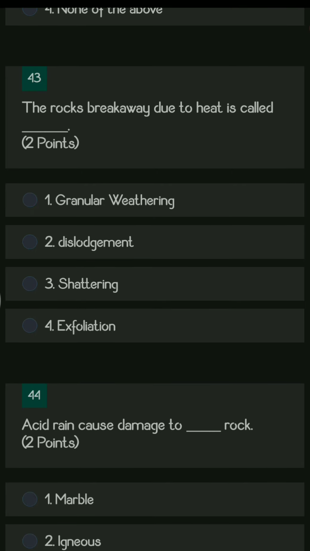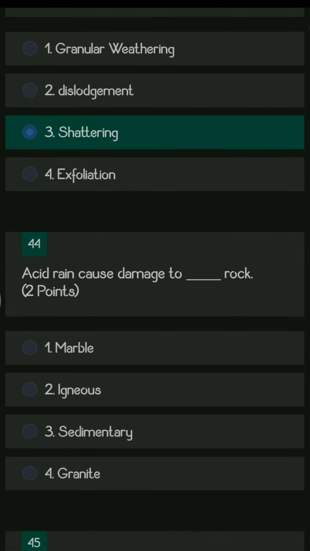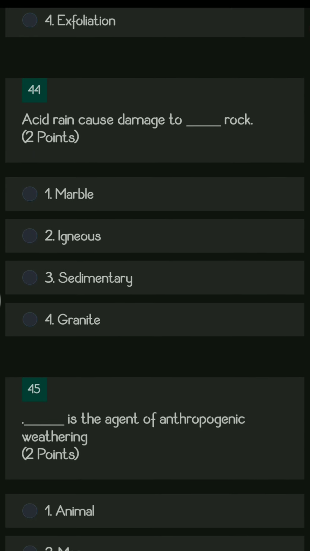Next question. The rocks break away due to heat is called as dash. So options are granular weathering, dislodgement, shattering, exfoliation. So basically, because of large amount of heat, the rocks break down. In the case of shattering, they make a lot of noise, and it is basically seen in the desert area where the temperature is very high.